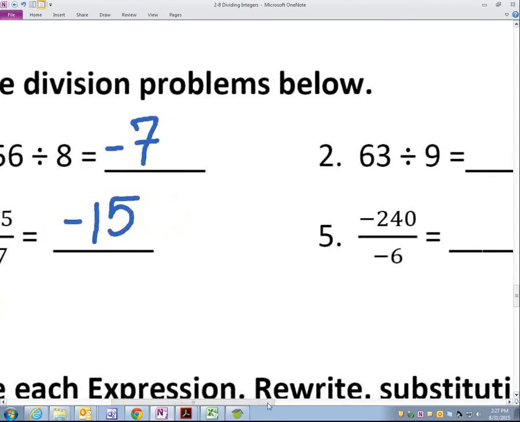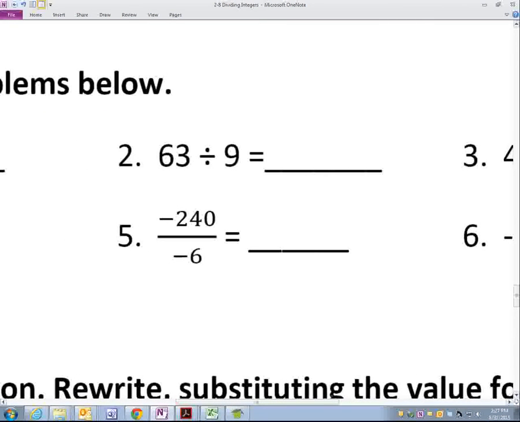So, continuing on, moving along, we have 63 divided by 9. Those are both positive integers, so we know our quotient is going to be positive. Megan, what you got?